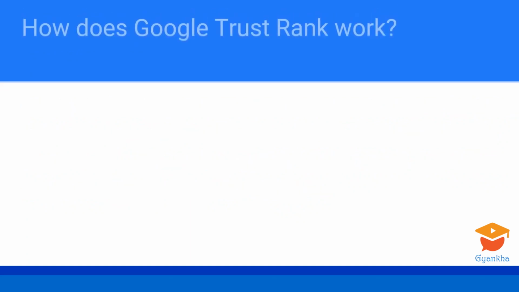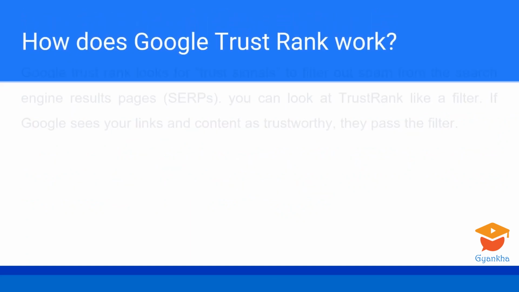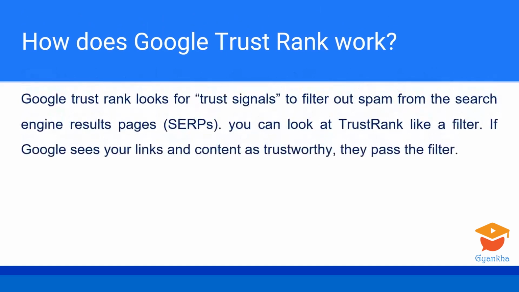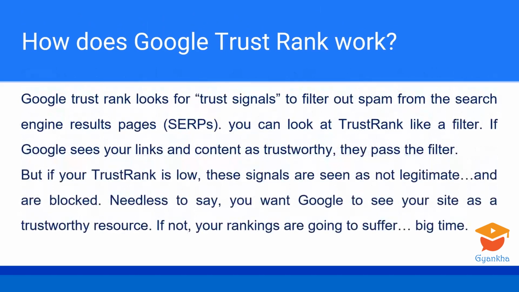How does Google Trust Rank work? Google Trust Rank looks for trust signals to filter out spam from the search engine results pages. You can look at Trust Rank like a filter. If Google sees your links and content as trustworthy, they pass the filter. But if your Trust Rank is low, these signals are seen as not legitimate and are blocked. Needless to say, you want Google to see your site as a trustworthy resource. If not, your rankings are going to suffer big time.